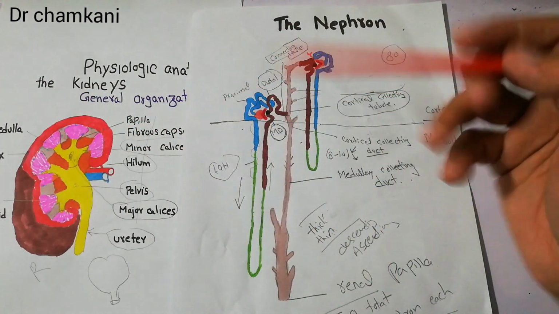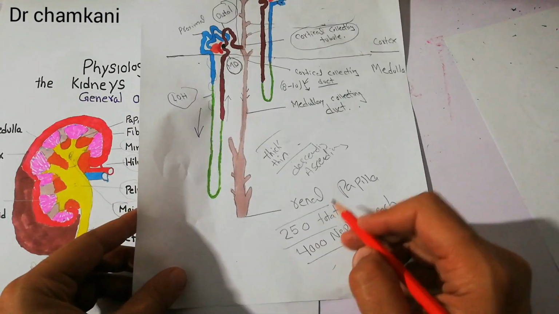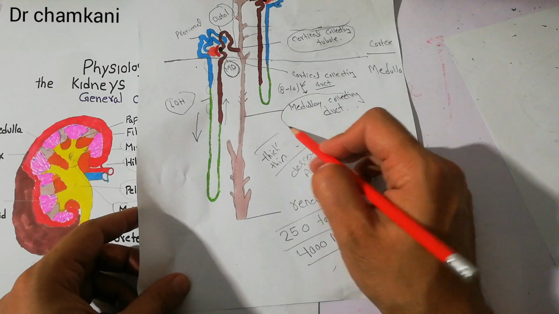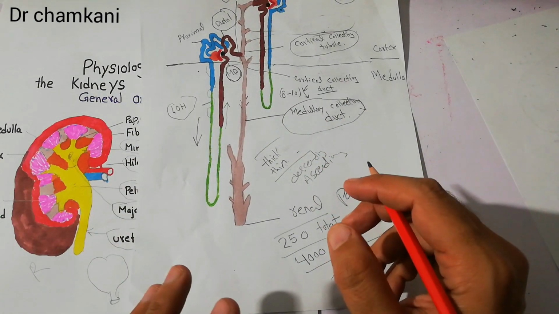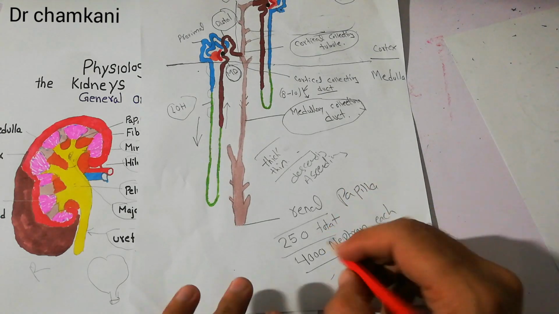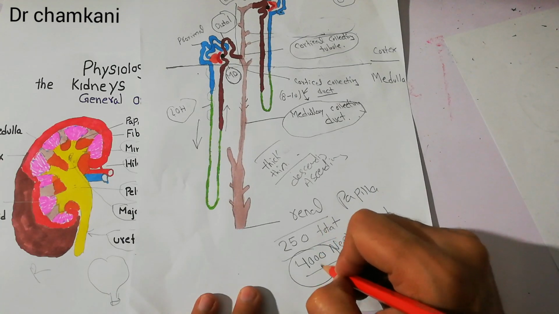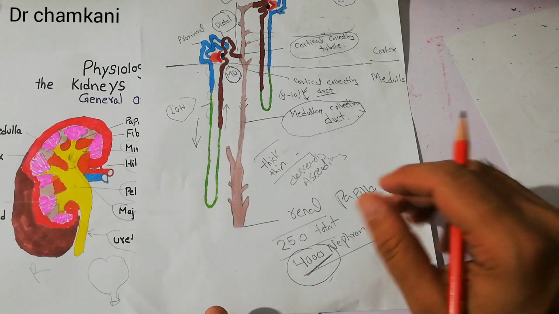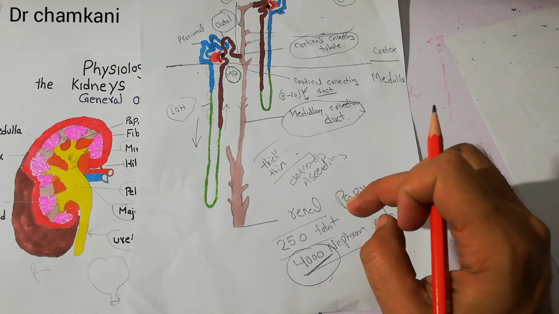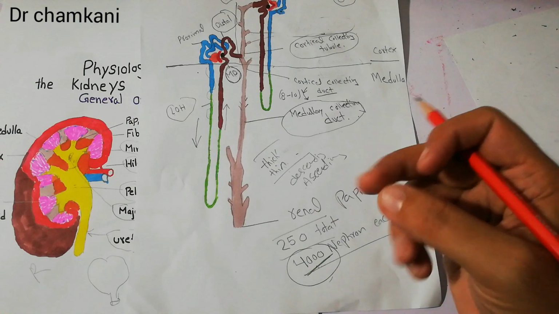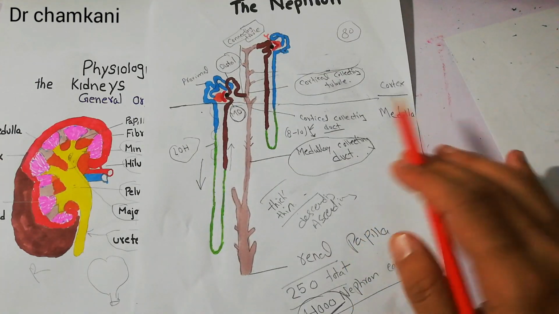Now we must know that there are around 250 of these large ducts, and each duct is taking urine from around 4,000 nephrons. So each kidney has 250 large ducts, and each duct is connected with around 4,000 nephrons. So that's all about the structure of the nephron.